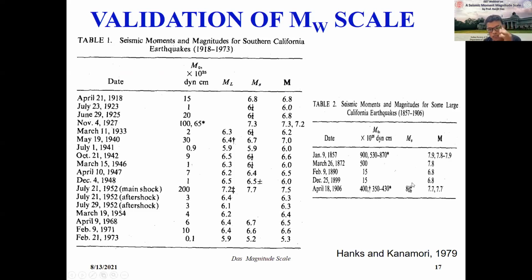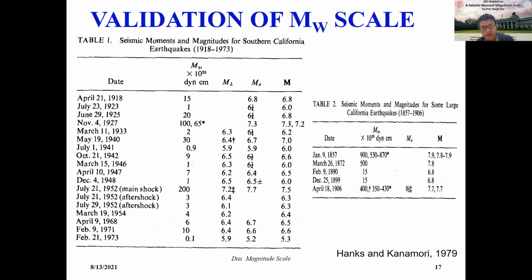Similarly, for the bigger earthquakes, he tried to connect with the surface wave magnitudes M and Ms. And he found that this capital M, coming from the Hanks and Kanamori equation, and the MS have a very good connection for the higher magnitudes. Also for the lower magnitudes it is very closely connected. Then he suggested using this equation globally, specifically for bigger earthquakes greater than 7.5.